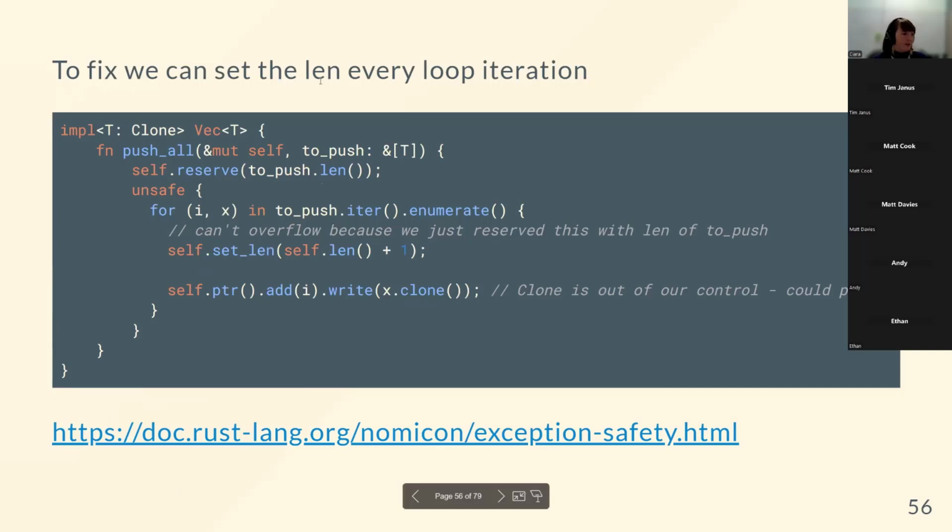So to fix this, we can just set the length every loop iteration, just increment it, and it still can't overflow because we've reserved it with the length up here. And so even though the clone is out of our control, we know that the length is going to be fine. And actually, is it going to be fine? Maybe not, but in any case, you wouldn't do it this way anyway. But it's still that same idea: if you're doing something that could panic, you need to make sure that your code can unwind safely without leaving uninitialized memory that's going to be freed as if it's the type T when it isn't the type T yet.